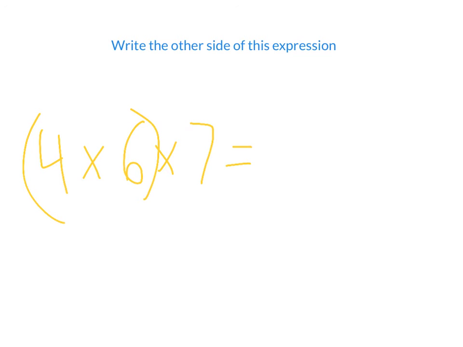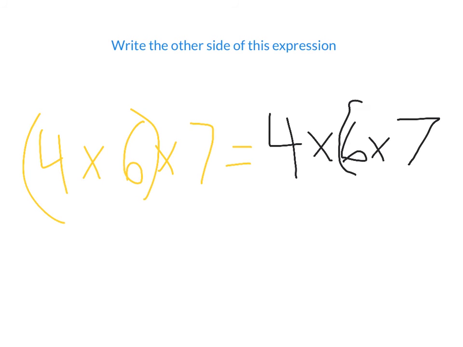Alright, let's come back together and see how well you did. So I know my factors are going to stay the same. So 4 times 6 times 7. And I see that my parentheses are around my first two factors of 4 and 6 on the left side of my expression. So on this side, it's going to have to be around the back two factors of 6 and 7. So that's really all there is to it.